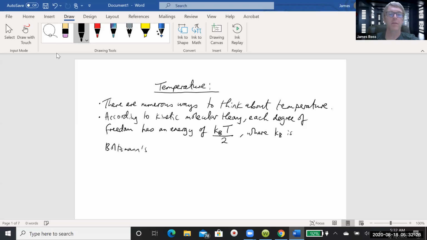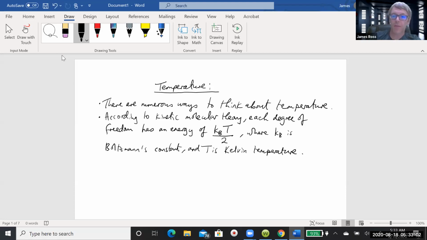Other than state it, we won't really look at Boltzmann's constant in this video, but it will be coming up in subsequent videos, like in gases, for example. And T is temperature. T is Kelvin temperature. For the most part, if I write capital T, it means Kelvin temperature, not Celsius or Fahrenheit.